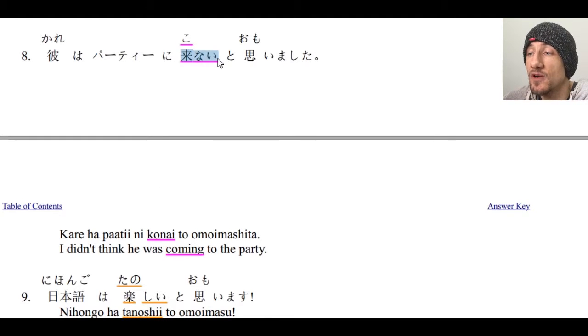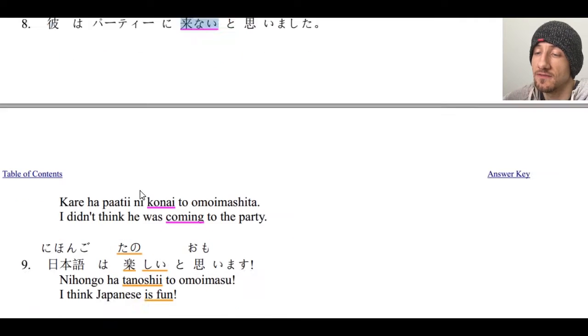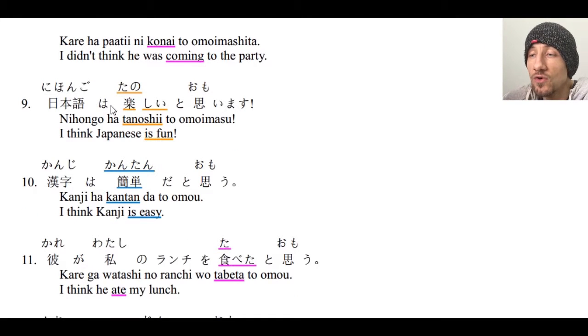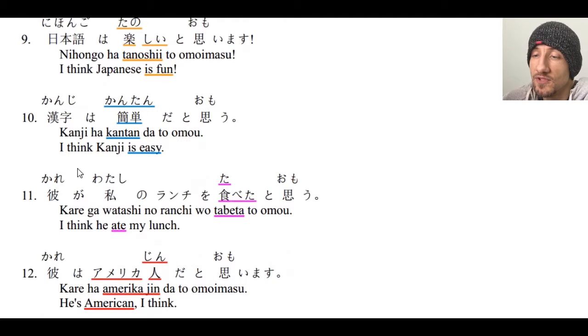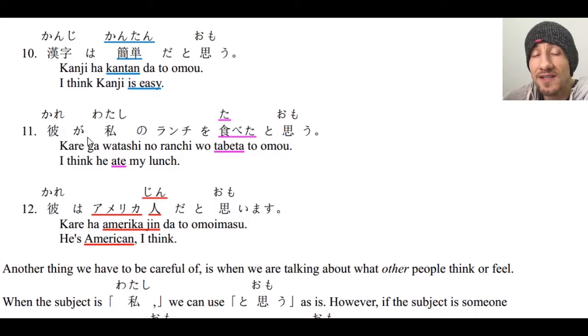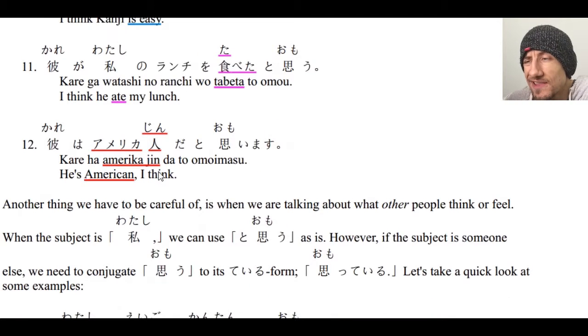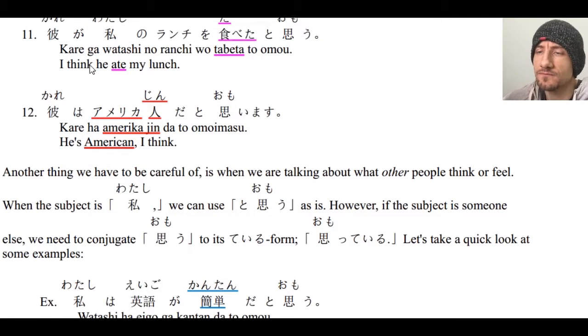Number eight. 彼はパーティーに来ないと思いました. I didn't think he was coming to the party. The nai form of a verb, 来ないと思いました. So no だ. Number nine. 日本語は楽しいと思います. I think Japanese is fun. Number 10. 漢字は簡単だと思う. I think kanji is easy. 簡単だと思う. 11. 彼が私のランチを食べたと思う. I think he ate my lunch. 食べたと思う. I'm not sure, but I think he did. And the last one, number 12. 彼はアメリカ人だと思います. I think he's American. アメリカ人 is a noun.